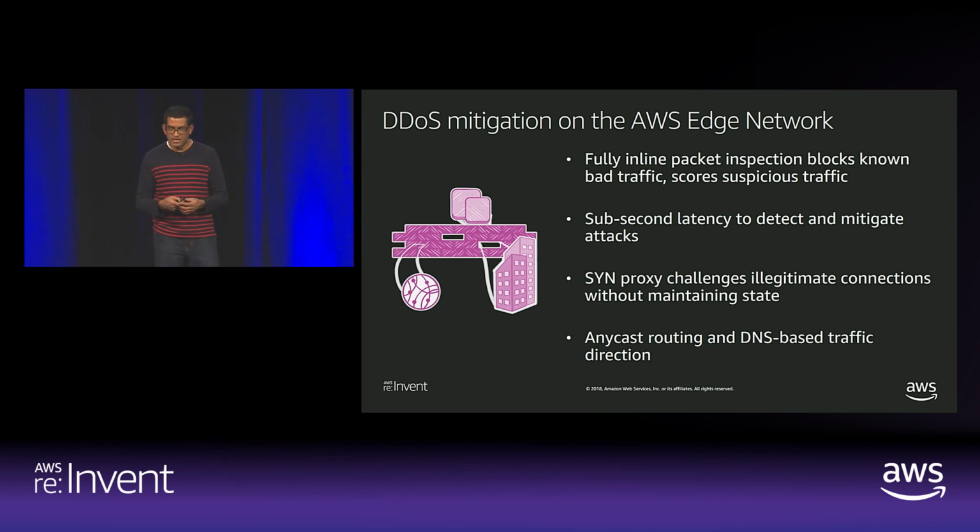And then to mitigate the largest known volumetric attacks, we're able to use a combination of DNS traffic shaping as well as anycast routing. And this allows us to take advantage of the vast global edge network and direct traffic at a granular level and control where the traffic goes in the event of an attack.